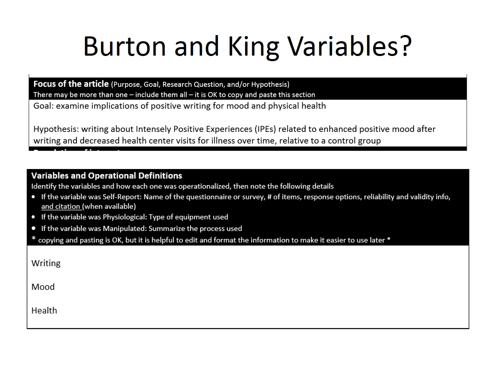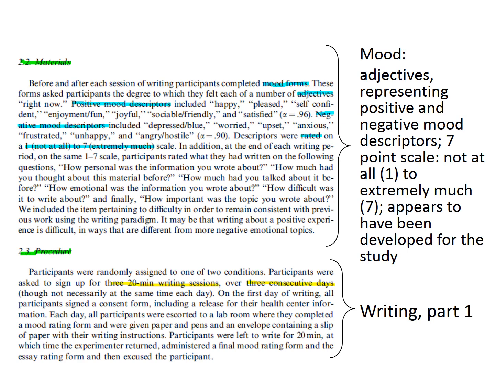If we think about the wording and what they appear to be interested in, though, we get the idea that they're interested in three variables: writing, mood, and health. We can start our notes in the variables and operational definition section of the worksheet by adding those simple conceptual labels. Then, we look for the operational definitions to know specifically how they defined each variable. We know that we're looking for information about writing, mood, and health.